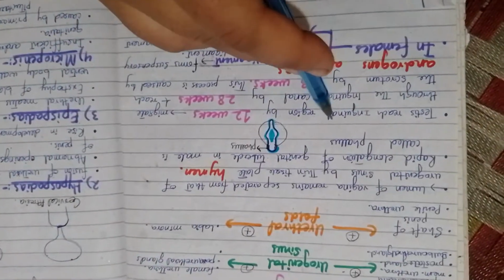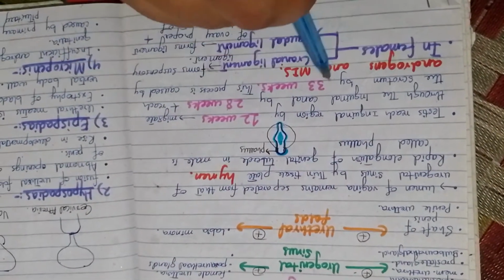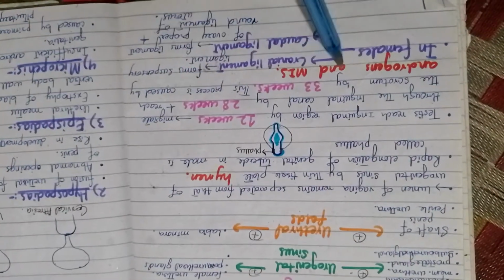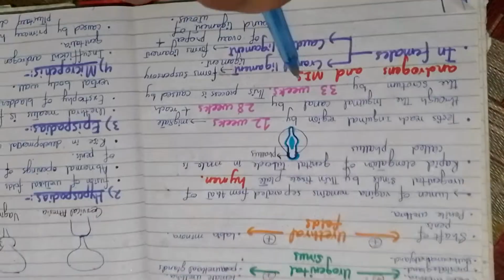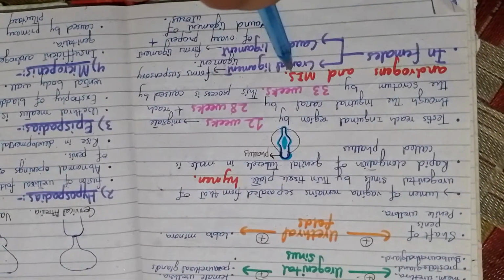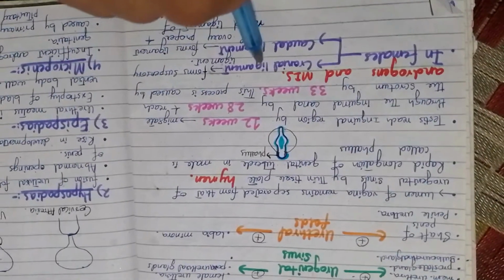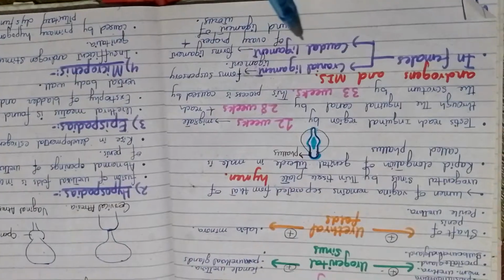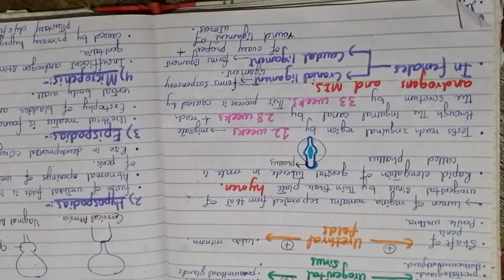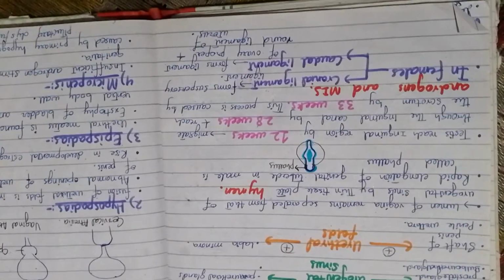Testes reach the inguinal region by 12 weeks, migrate through the inguinal canal by 28 weeks, and reach the scrotum by 33 weeks. This process is caused by the androgens and Mullerian inhibiting factor. In females, there are two ligaments, the cranial ligament and the caudal ligament. The cranial ligament forms the suspensory ligament, and the caudal ligament forms the ligament of the ovary proper and the round ligament of the uterus. So this ends the structure and the development of the reproductive system.